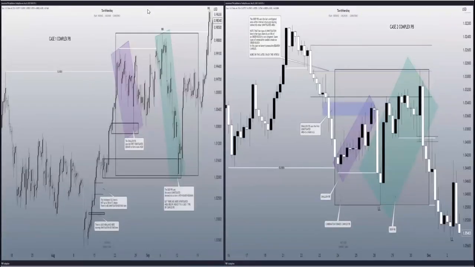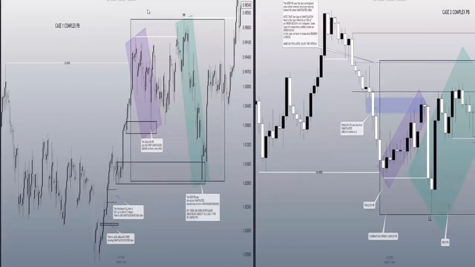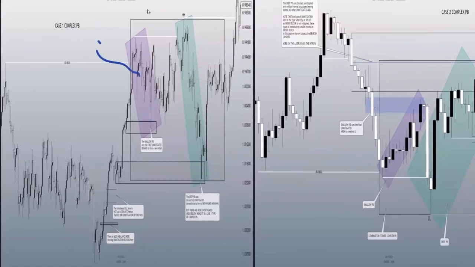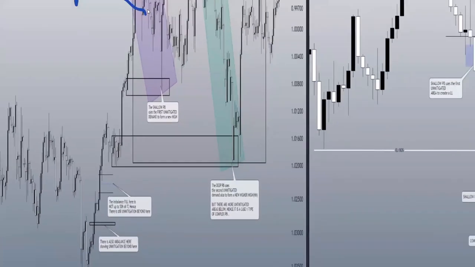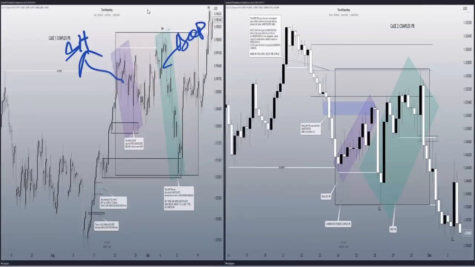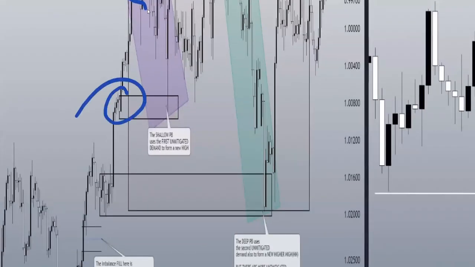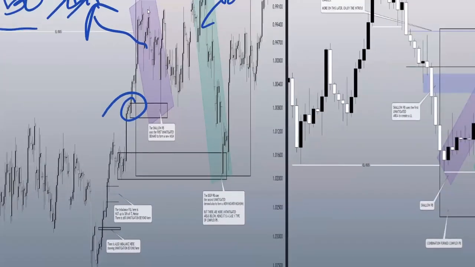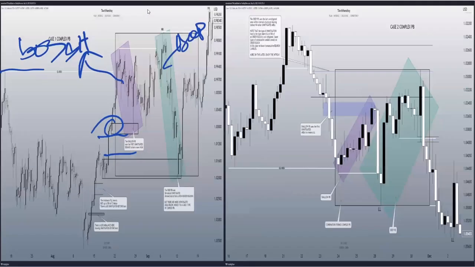So let's look at complex pullback, case one. So this type of complex pullback. Firstly, we have the shallow. All right. And then we have the deep. However, beyond the deep, the shallow uses the first internal structure. This is our break of structure, BOS. So the shallow uses the first unmitigated structure. Then we can see that even between this low and this high, there exists what? Imbalance. So the deep pullback came all the way to use that second one.